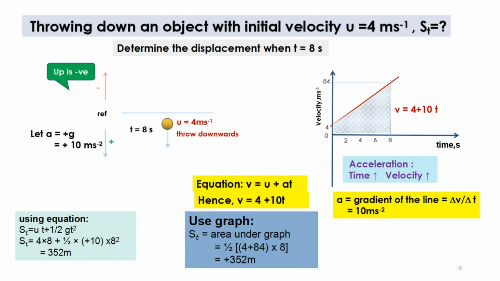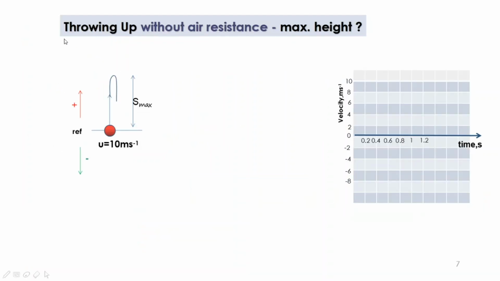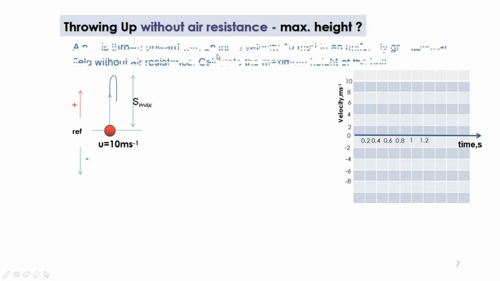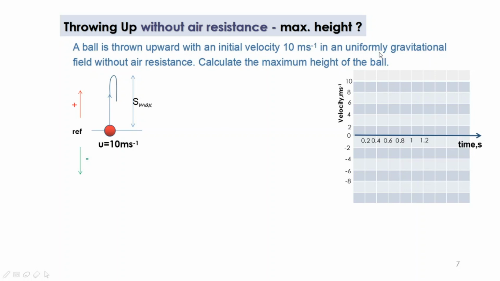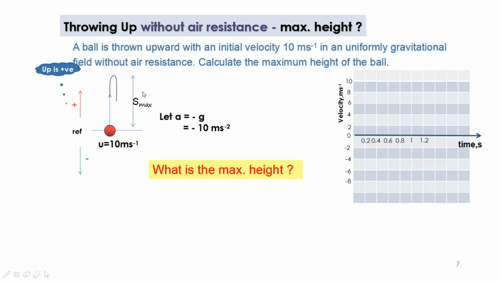The last two examples were falling objects. Now we consider a ball thrown upwards. The question is, a ball is thrown upwards with an initial velocity of 10 meters per second in a uniform gravitational field without air resistance. Calculate the maximum height of the ball. For a ball thrown upwards, we set the upward reference as positive, downward is negative. For the acceleration, a should be equal to negative g. At the maximum height, the velocity is equal to 0.